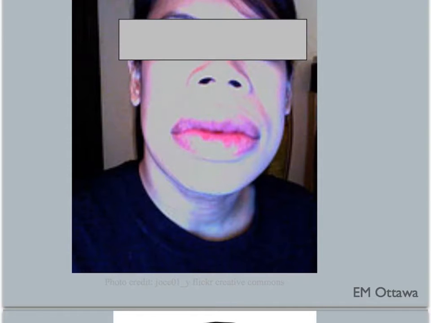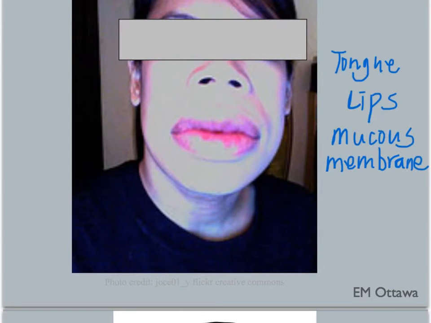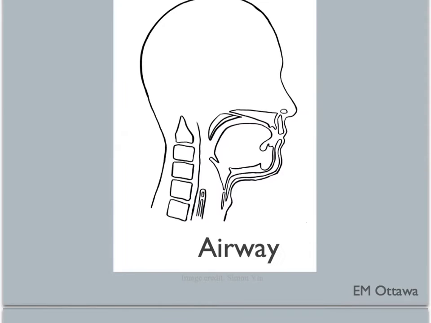Starting with what we can see, we assess the oropharynx and the mouth for swelling of the tongue, lips, and mucous membrane. Other parts of the upper airway can also swell, but we cannot see. We assess that by first asking about difficulty swallowing or tightness in the throat. We also listen for stridor that signals upper airway obstruction. It can sound something like this.